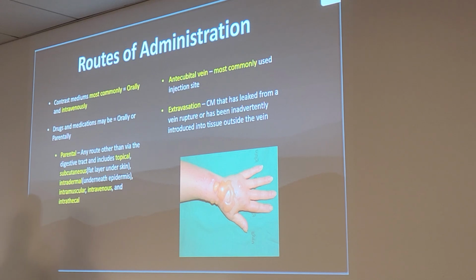All right, antecubital vein. In radiology, the antecubital vein is the most common injection site. That's our most common intravenous injection area. And what's extravasation again? The contrast is flowing outside the vein. That can come from a rupture or not being in the vein completely. It's introducing contrast into the tissue outside the vein, causing that bubbling you see right there. That's how it looks. It can look much worse than that too.